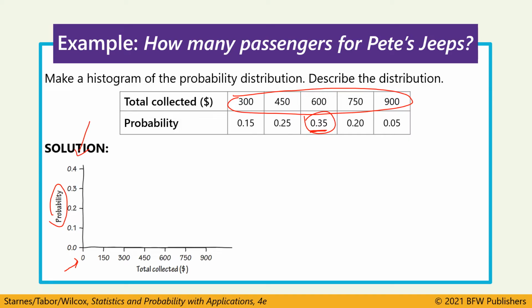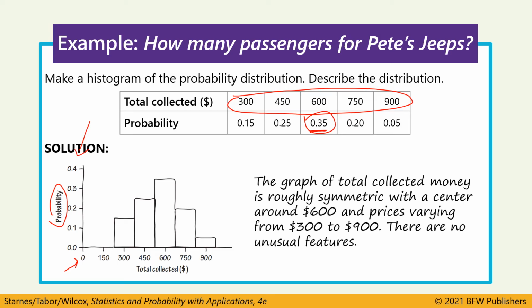Now we're going to describe the distribution. The total of collected money is roughly symmetric with a center around $600 and prices varying from $300 to $900. There are no unusual features.